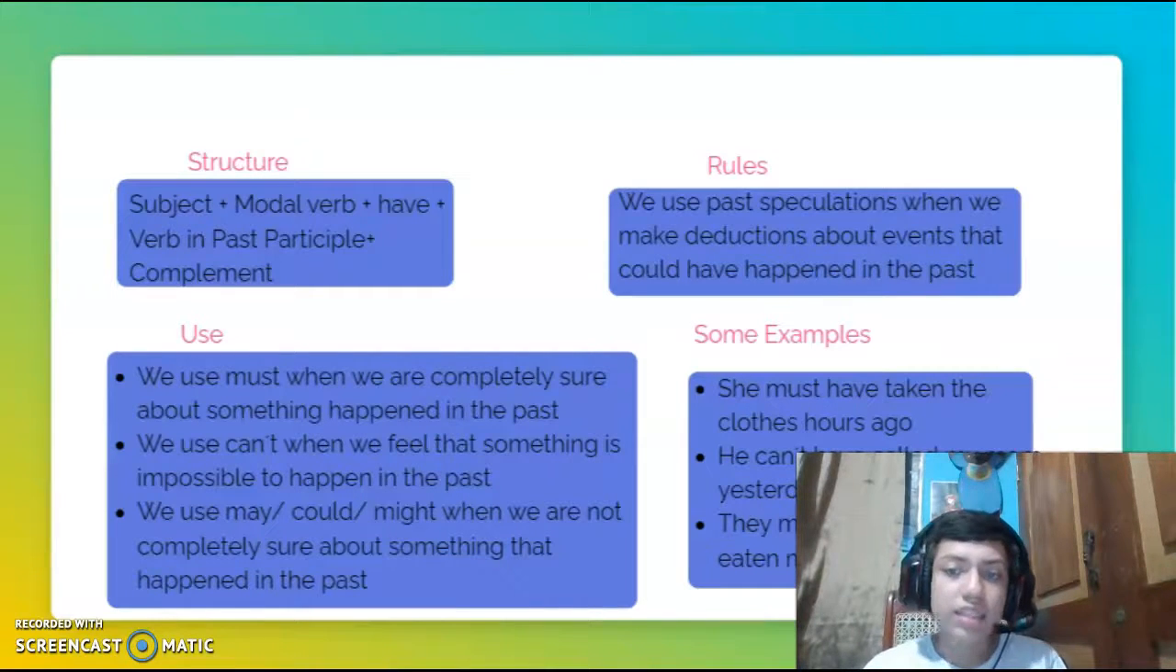And some examples using this: she must have taken the clothes hours ago. She can't have called my mom yesterday. They may, could, or might have eaten my food yesterday.